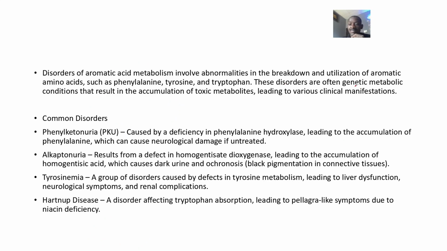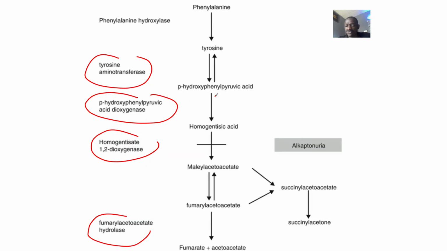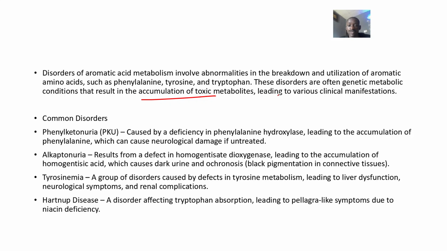So these disorders are often genetic metabolic conditions. So it's genetically linked. For you to just wake up and you don't have an enzyme that everybody has is due to a defect in your genes, right? So it will lead to various clinical manifestations. Now for this lecture, we're just looking at everything on a high note. We will pick Phenylketonuria, look at it. Alkaptonuria, look at it. Tyrosinemia, look at it. Hartnup disease, look at it.